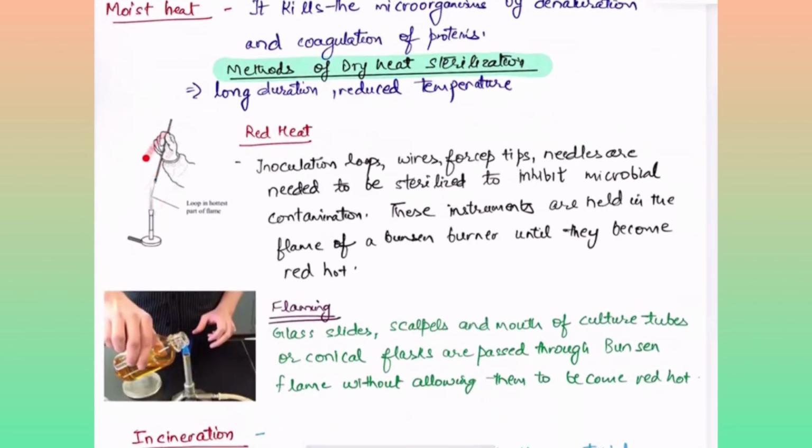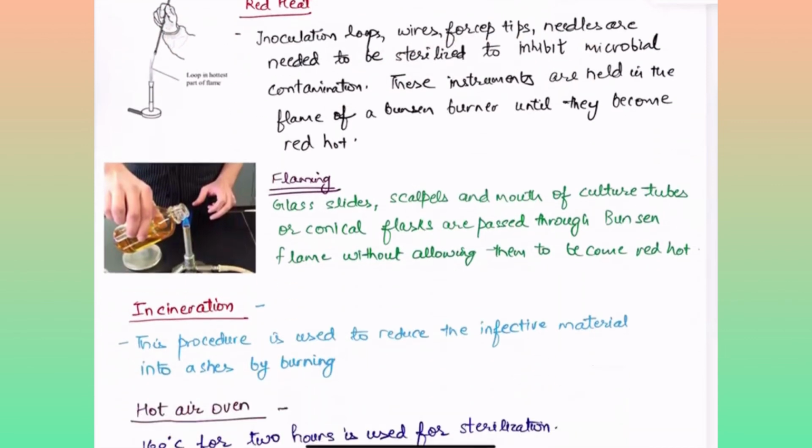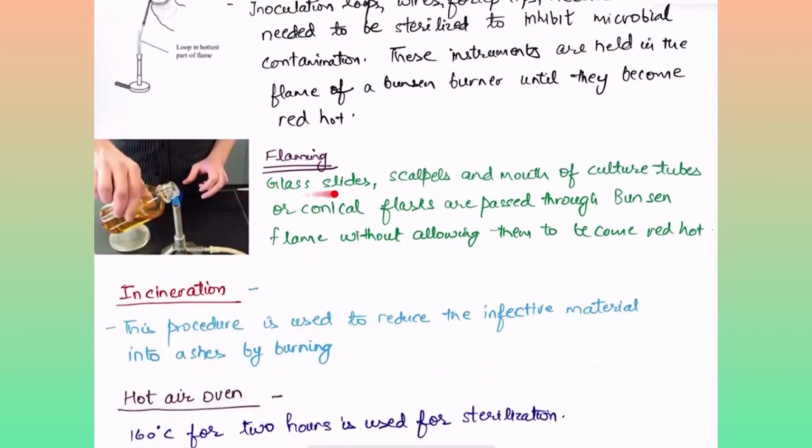This is how the red heat method is used. The inoculation loop, wires, forceps tips, and needles need to be sterilized to inhibit microbial contamination. These instruments are held in the flame of a Bunsen burner until they become red hot. Flaming: glass slides, scalpels, and mouths of culture tubes or conical flasks are passed through the Bunsen flame without allowing them to become red hot.